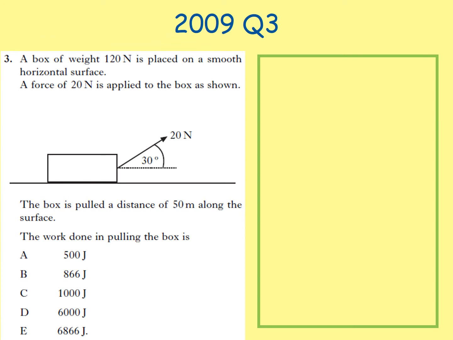A box of weight 120 newtons is placed on a smooth horizontal surface. A force of 20 newtons is applied to the box as shown. The box is pulled a distance of 50 meters along the surface. We want to calculate the work done in pulling the box.